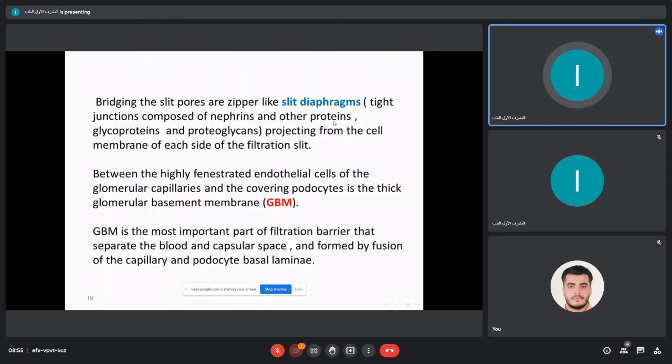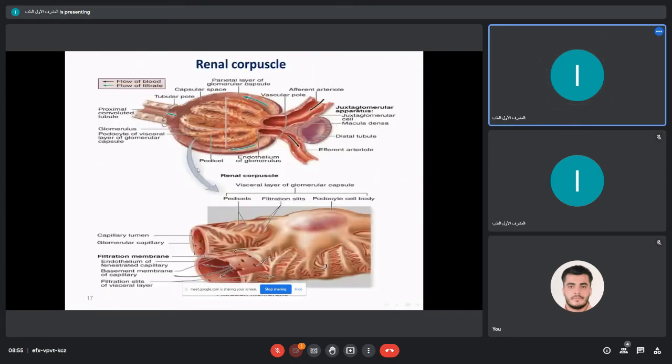Going back to the diagram, it is clearer. This is the slit diaphragm. This is the secondary processes. This is the primary processes, and spaces between the secondary processes is the filtration slit or slit diaphragm.